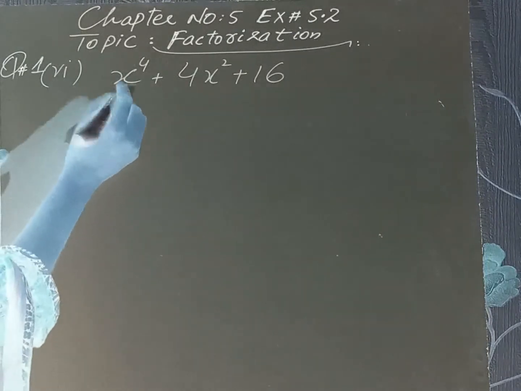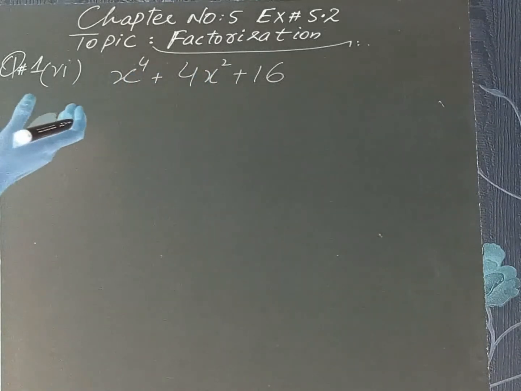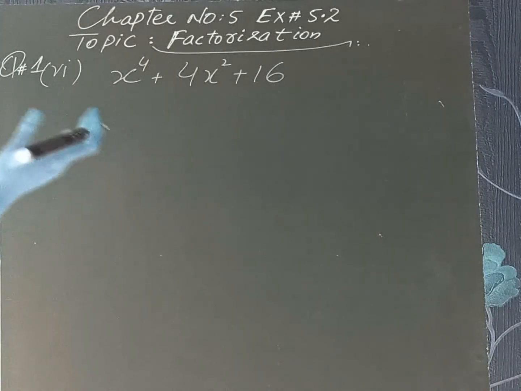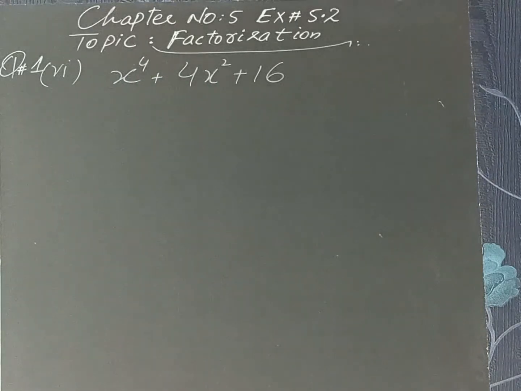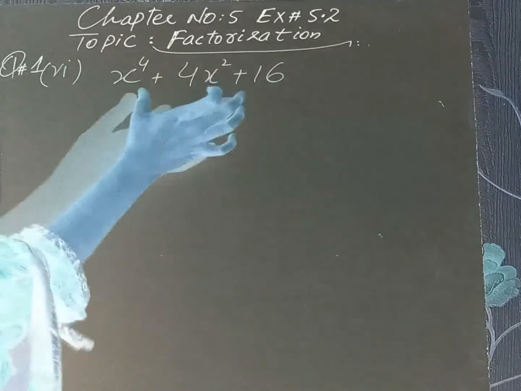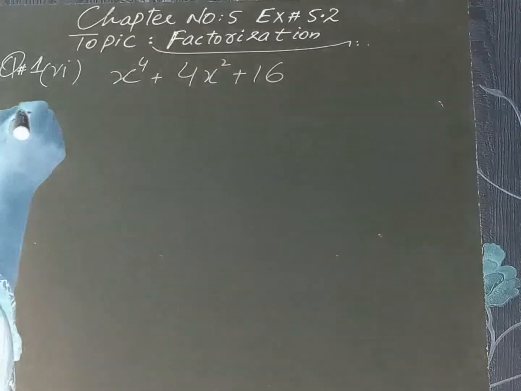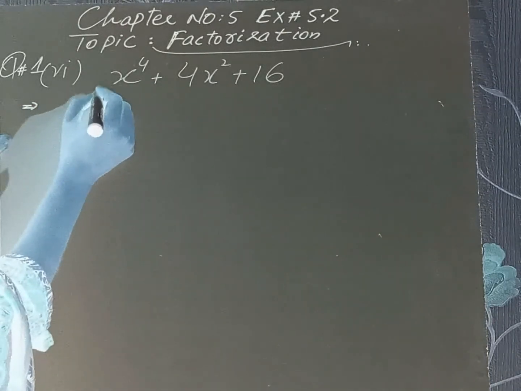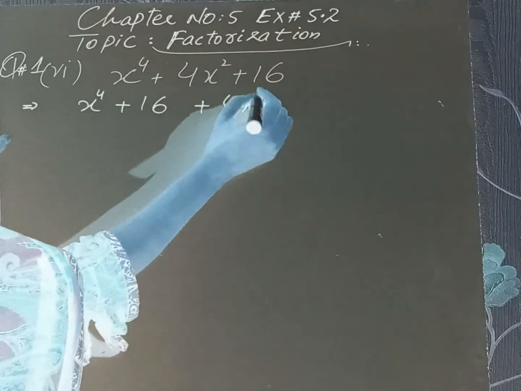If this is x raised to power 4, this is x squared, and we will take this 16, which is the square of 4. But 4x squared is not 2 times x squared times 4, that we cannot get here. It means this 4x squared we have to write at the end, because we need any two values here and the next value we will have to shift at the end. So I will check x raised to power 4 plus 16, and this plus 4x squared I will write at the end.